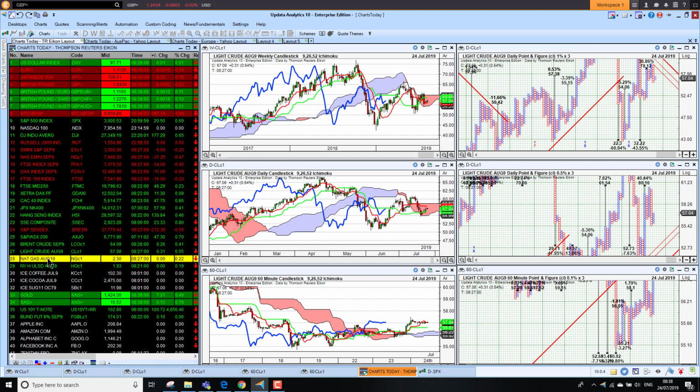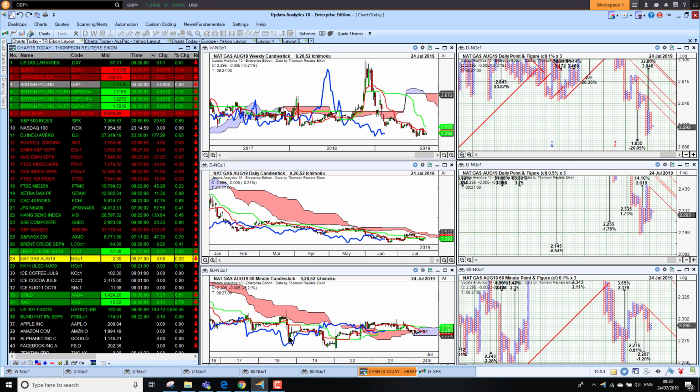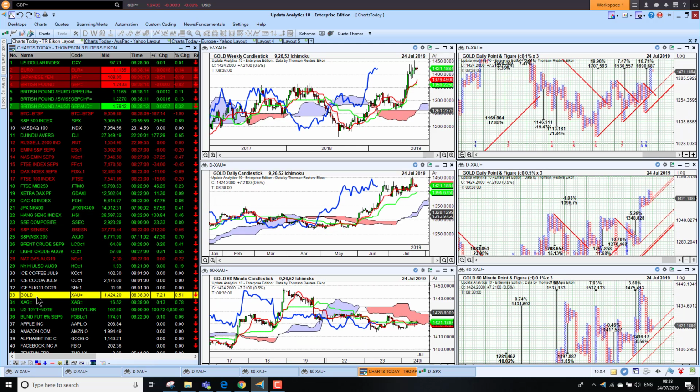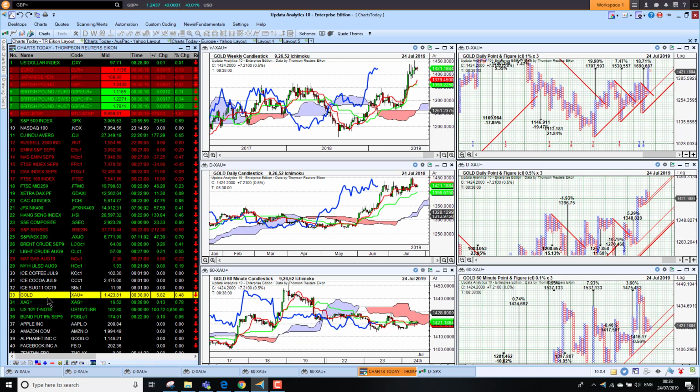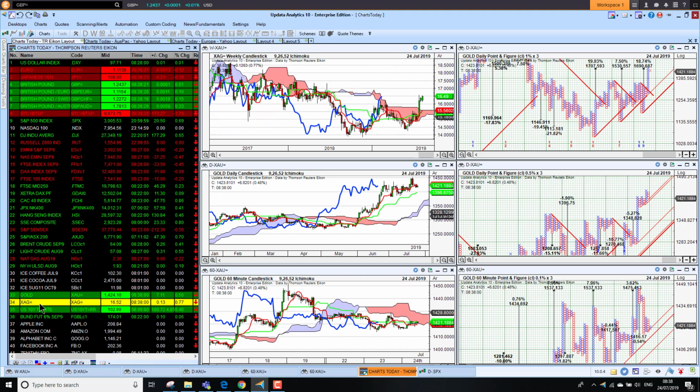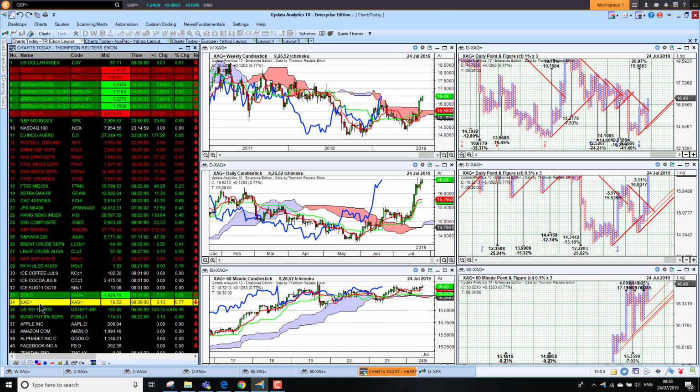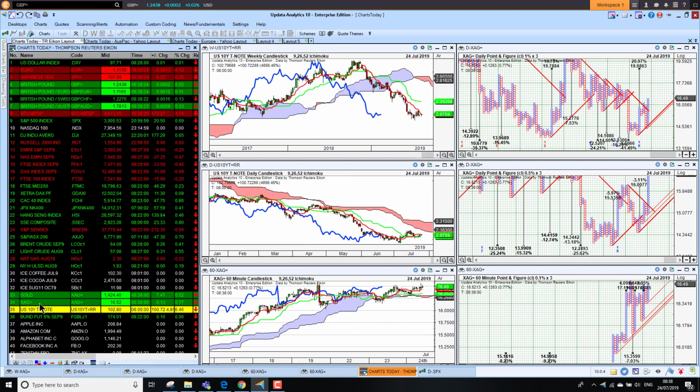US nat gas sitting at $2.30, still very much in the doldrums. No real change there. We've just been teetering along at this level now for weeks on end. Gold sitting at $1,424, still just a little bit weak on the short-term chart, but still very strong on the medium and long-term charts. And silver actually holding the bullish trend, so just slightly different from gold there.